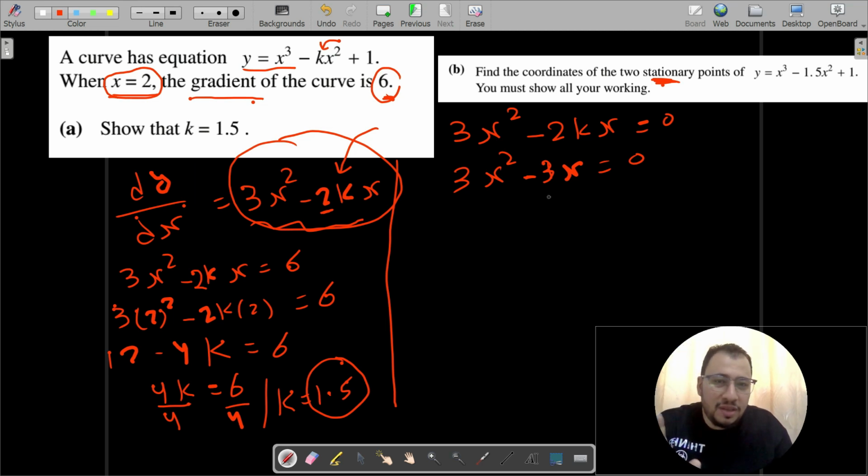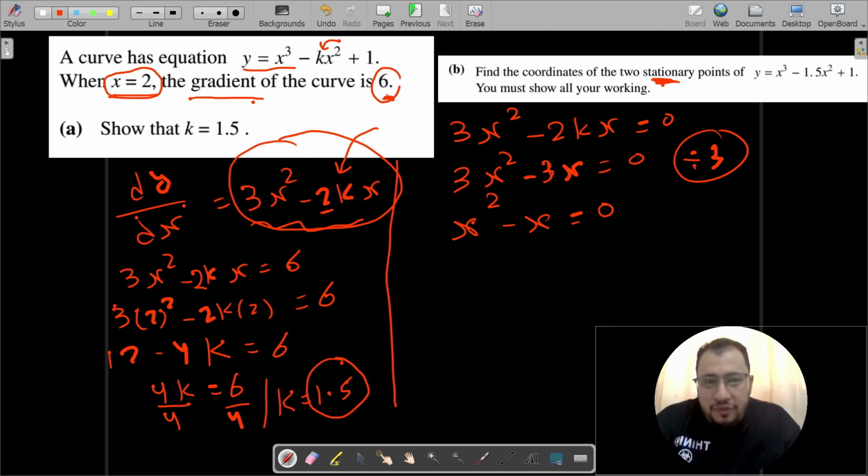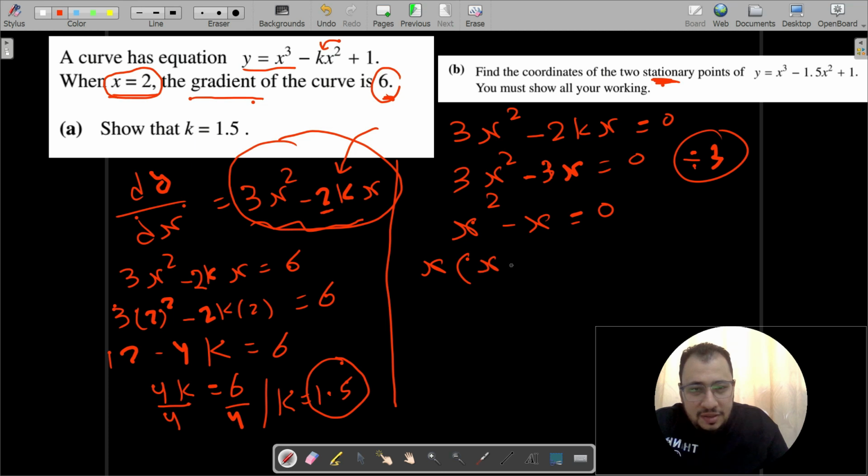How can you do that? By simplifying and factorizing this equation. As you can see, these terms are divisible by 3, so let's divide the whole equation by 3. So x squared minus x equals 0. How can we factorize this? The first type of factorization that must come to your mind, always, not only in this question, is taking x as a common factor. So here it's going to be x times (x minus 1) equals 0. You split it from here, so you have either x equals 0 or x equals 1.